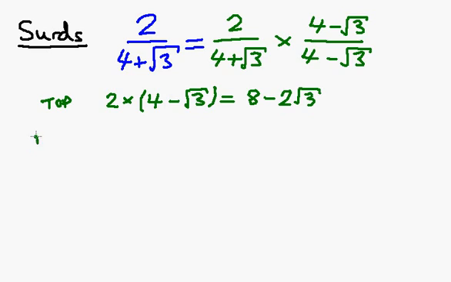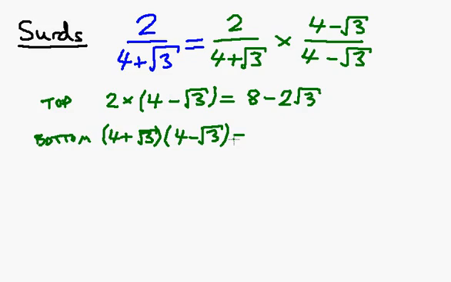On the bottom, okay, I've got 4 plus root 3 times 4 minus root 3. So this is a double bracket that we need to multiply out. Now, depending on which method you know how to use and which one you're more comfortable with using, you might use FOIL, you might use a grid.